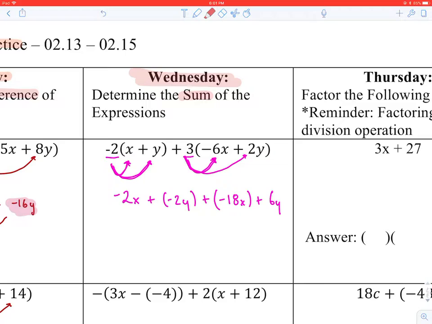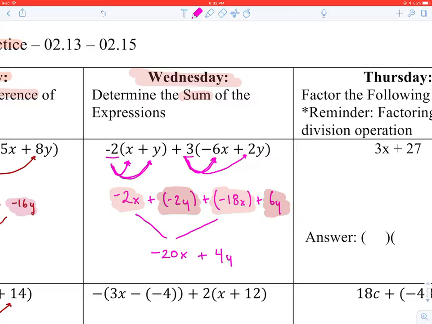So now that I've done my distributive property, the last thing I'm going to do is add my like terms together. My negative 2x and my negative 18x are a set of like terms because they both have the variable x attached, and then negative 2y and 6y are also like terms because they both have the y's attached. So when we add those together, negative 2x plus negative 18x is going to give me negative 20x, plus negative 2y plus 6y is going to be a 4y. So all in all, we get negative 20x plus 4y. That is the answer for this first one.